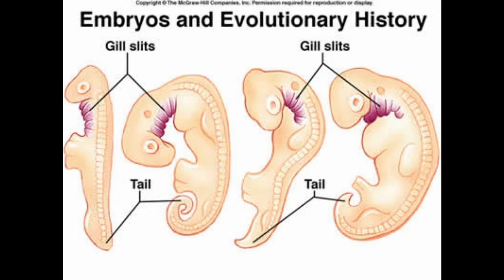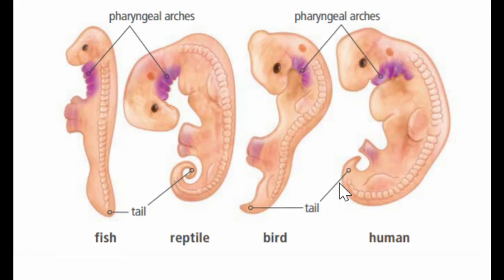Alright, and here it is. I'll reveal it to you guys. It's actually the far right one. So the far right one is the human, and then we're going to go from left to right. Left is fish, reptile, bird, human. Now they all look the same.